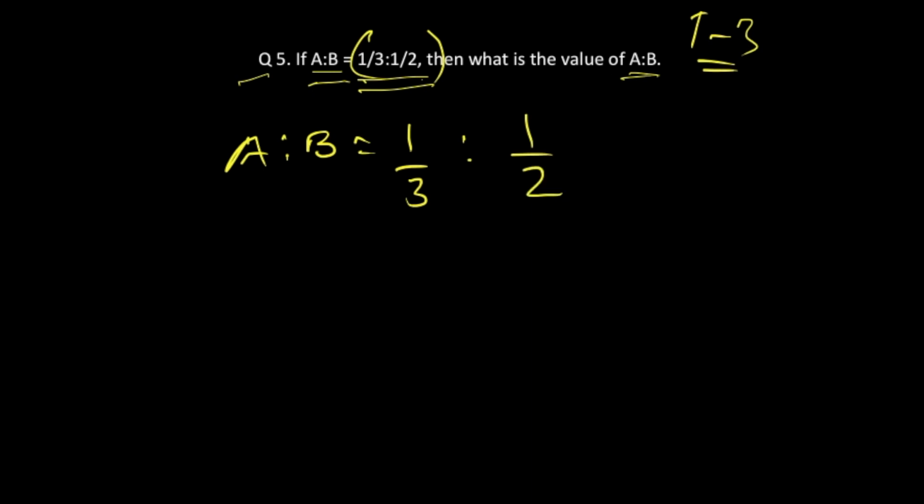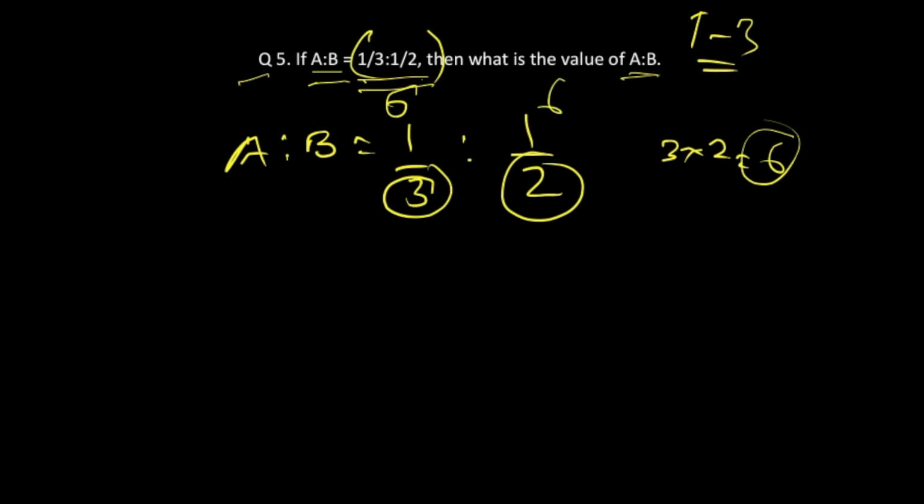In this type of question, all you have to do is take an LCM of these values. So the LCM of 3 and 2 is 6, and then you multiply this 6 here as well as here. So this cancels 6 by 2 and this cancels 6 by 3. So this becomes 2 is to 3.